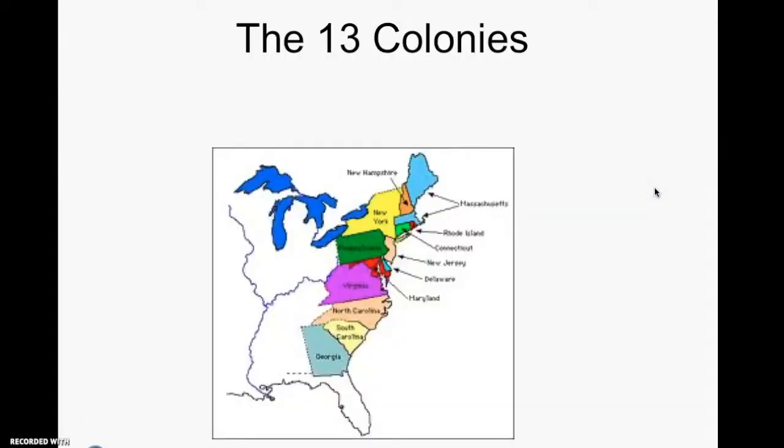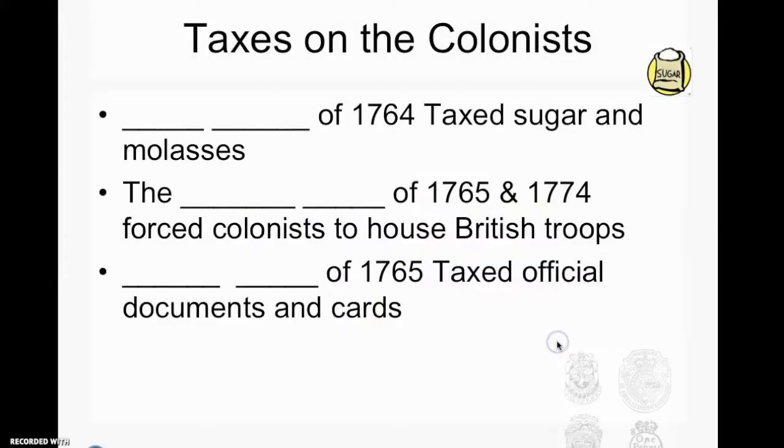The 13 colonies. By this time, the English colonies were Massachusetts, New Hampshire, Rhode Island, Connecticut, New York, New Jersey, Pennsylvania, Maryland, Delaware, Virginia, North Carolina, South Carolina, and Georgia. Taxes on the colonists. The British implemented taxes on the colonists to make up for the cost of the French and Indian War. So the Sugar Act of 1764 taxed sugar and molasses.